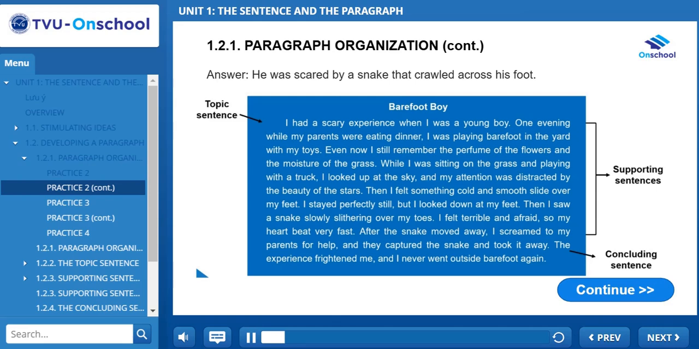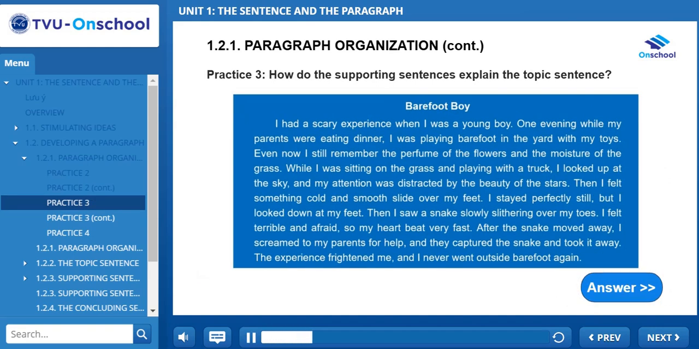After reading the paragraph, you can see that the boy was scared by a snake that crawled across his foot. The topic sentence is the first sentence. I had a scary experience when I was a young boy. The supporting sentences start from one evening while my parents until the snake and took it away. And the final sentence is the concluding sentence. Can you go on with the next question?